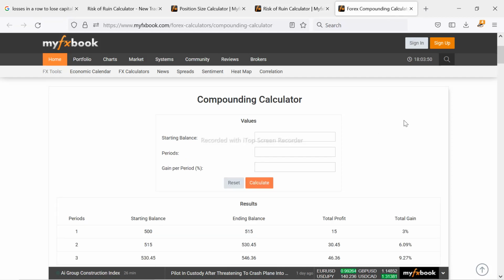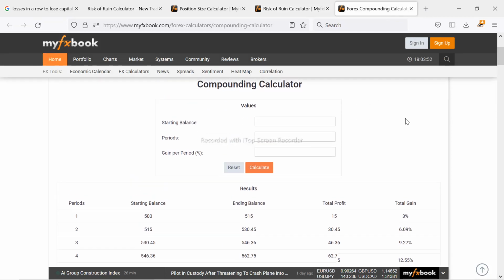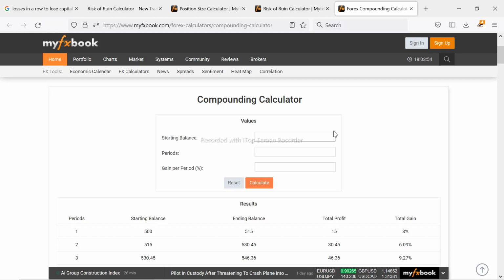Now there's another interesting calculator, the compounding calculator, right? So let's say you start with $500 capital to trade, and you do 100 trades, let's say about 150. You're gonna do more than that in a year, so this is roughly a year of wins. This is not accounting for the losses, just the wins.